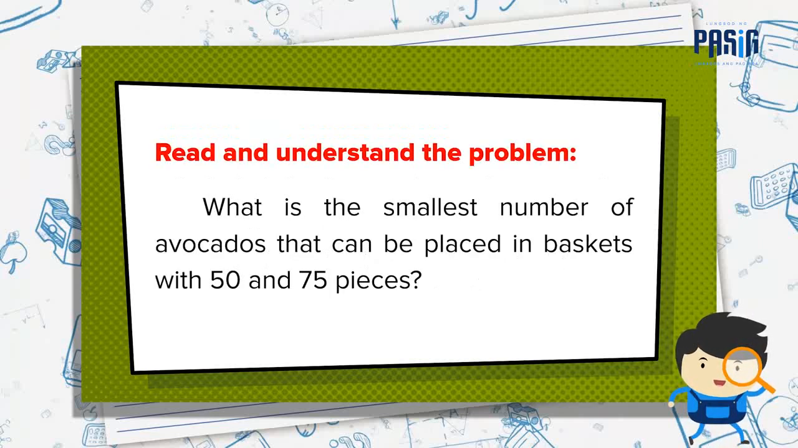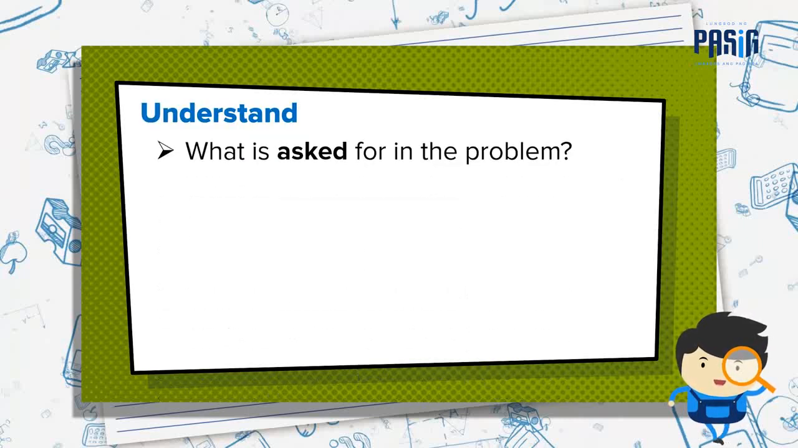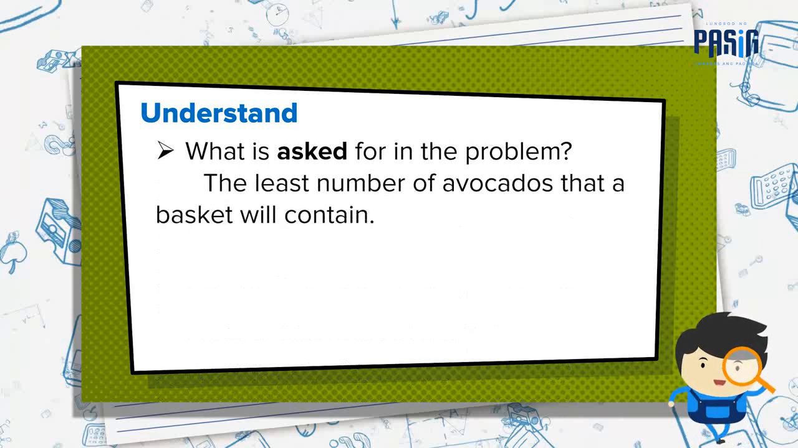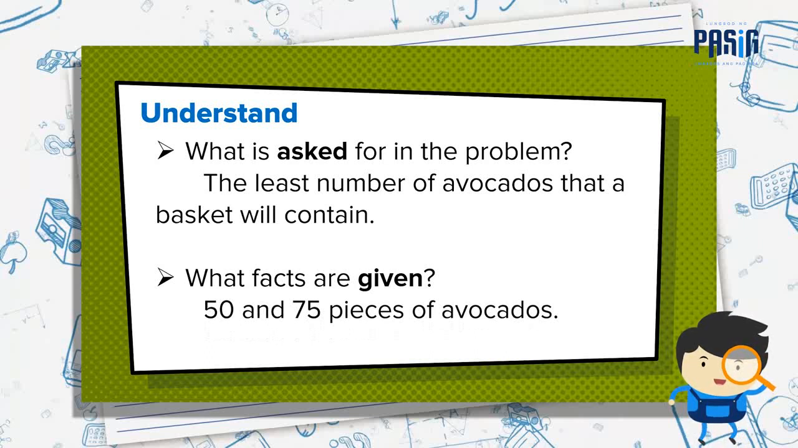Let us try another problem. What is the smallest number of avocados that can be placed in baskets with 50 and 75 pieces? Step 1. Understand. What is asked in the problem? The problem is asking for the least number of avocados that a basket will contain. Second question, what facts are given? 50 and 75 pieces of avocados.